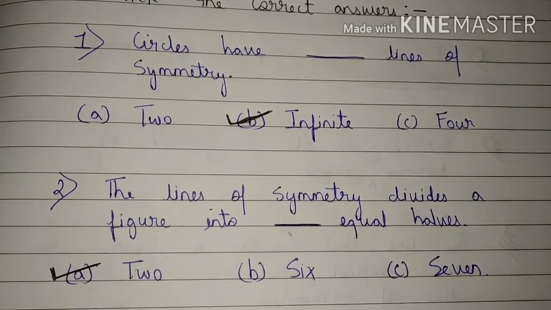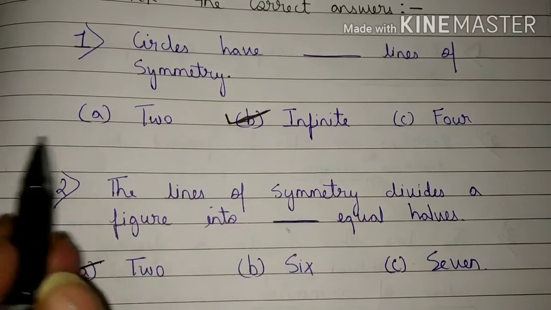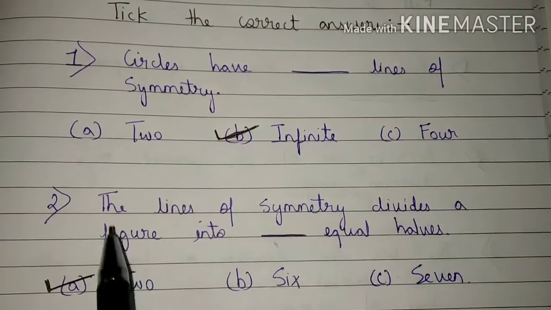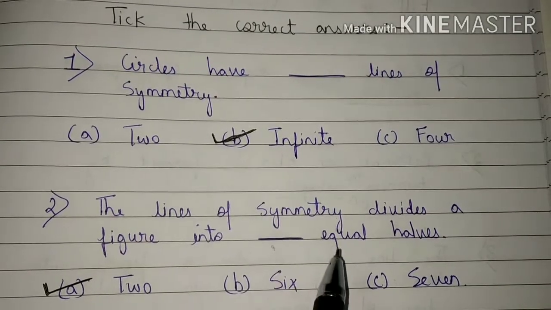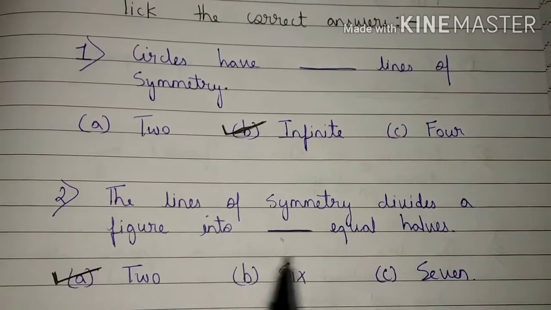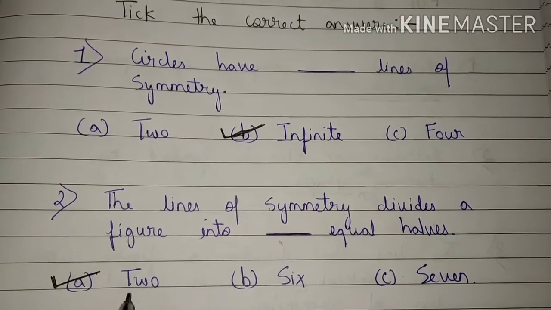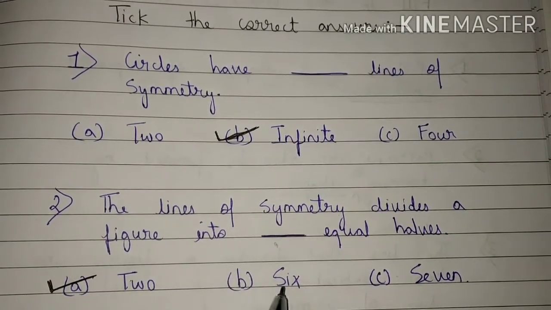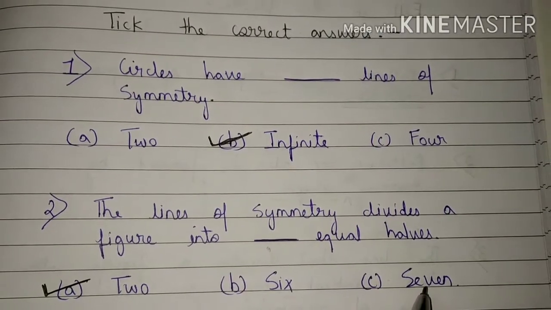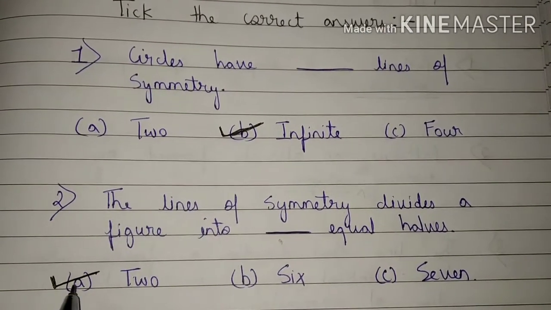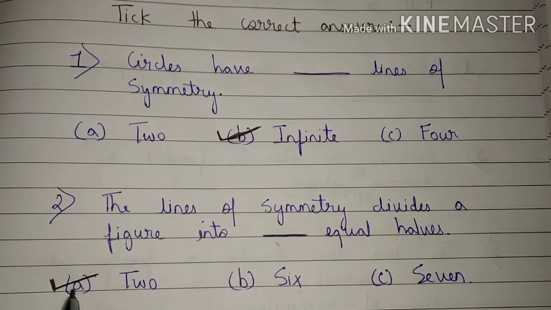Students, now come to question number 2. The lines of symmetry divide a figure into dash equal halves. Here 3 options are given to you. Option A, 2. Option B, 6. Option C, 7. So students, the correct option is option A, that is 2.